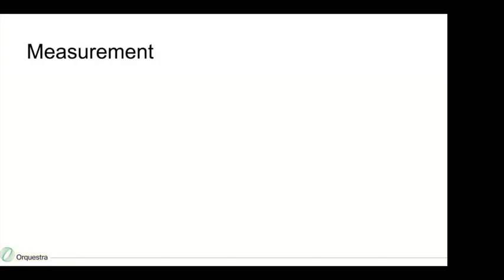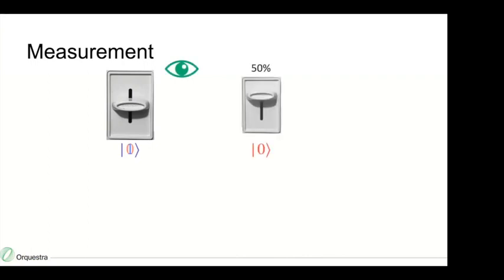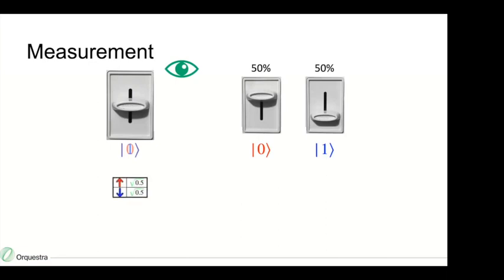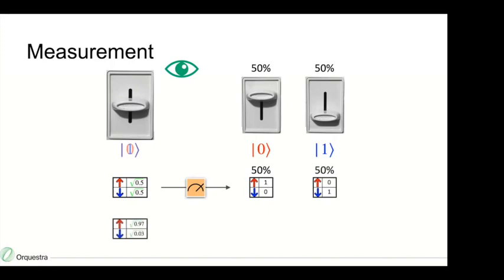Okay, so we got a measurement. What happens with measurement is that if I have a qubit in superposition, then the moment I look at it, it either goes up or down with some probability. Here it would be 50-50, but it depends on the wave equation. If my wave equation is 97% up and 3% down, then with 97% probability, when I observe it, it's going to go up, or it's going to go down.